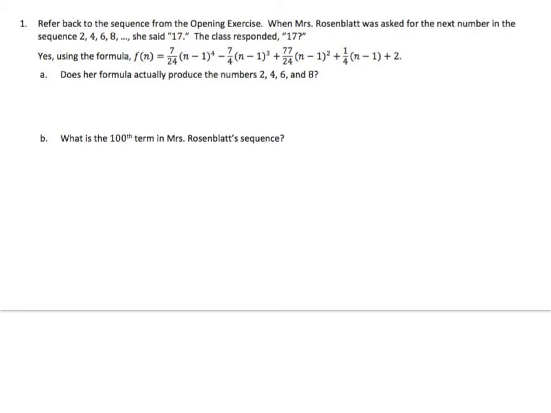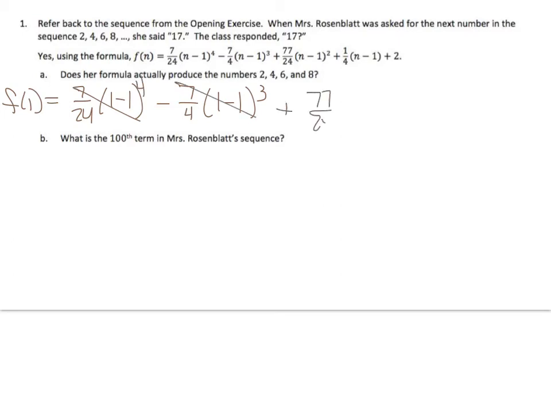Let's check. I'm going to try f of 1, 7 over 24. I get 1 minus 1, so that cancels. Minus 7 over 4, 1 minus 1. Oh, this should be to the 4th power, so that cancels. Plus 77 over 24, 1 minus 1 squared. Plus 1/4, 1 minus 1, plus 2. So that one worked, right?